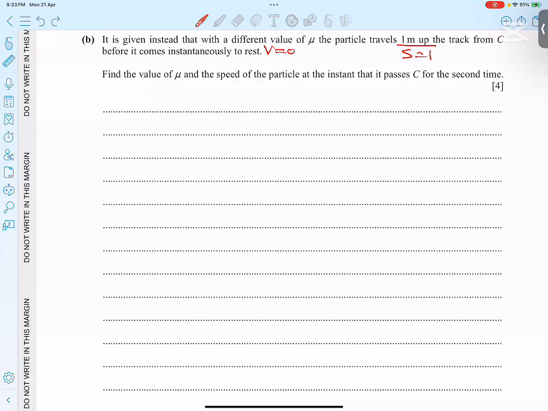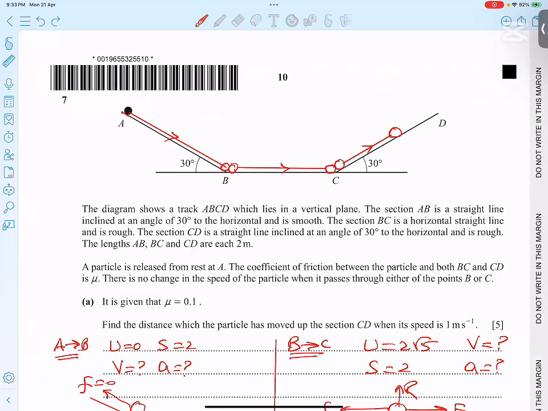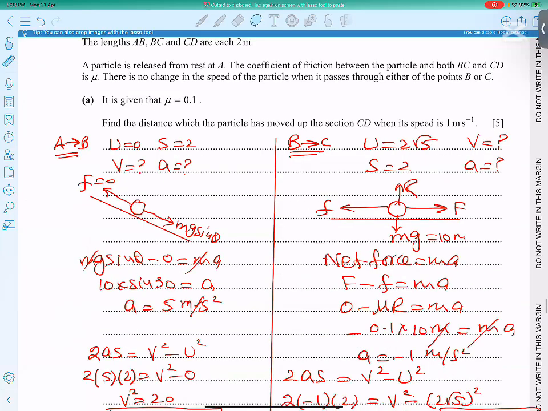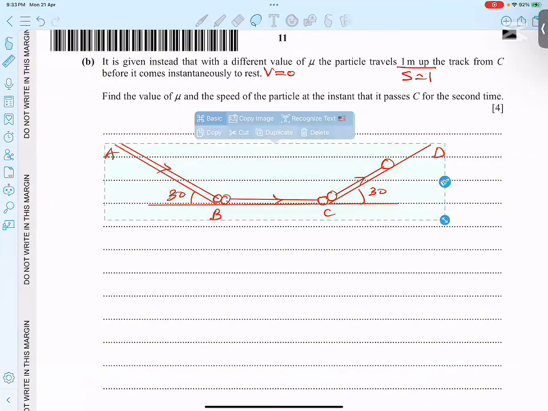So let's see how we can do it. The first situation, you know very well. I take this data and these lines, so I think we need this on the next page. So C to D is what we talk about, and this is A to B, and here 30 degrees, here 30 degrees. I take this diagram here so you can understand easily.